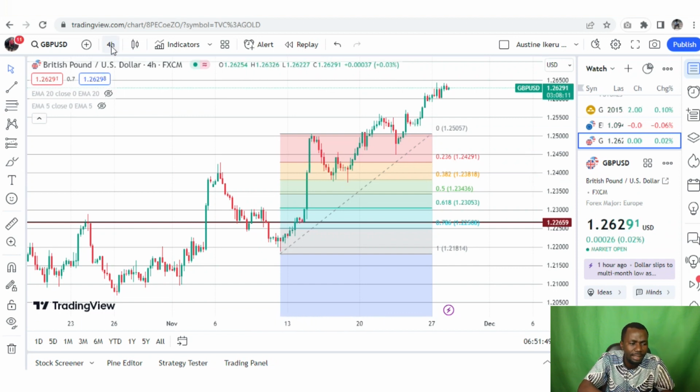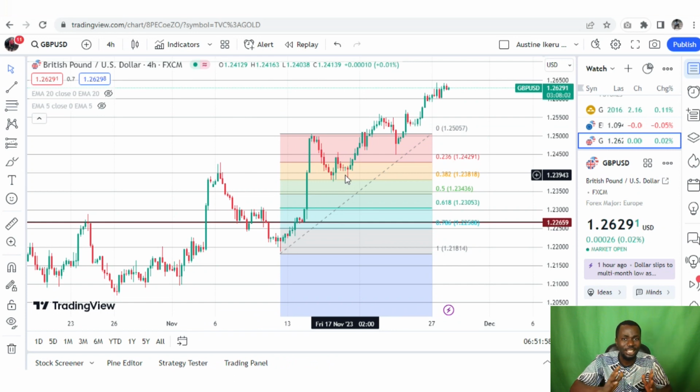For the fact that this is a higher time frame, you cannot place a trade here using the higher time frame because your stop loss is going to be large. Remember that we want to risk small money to make big money, right?